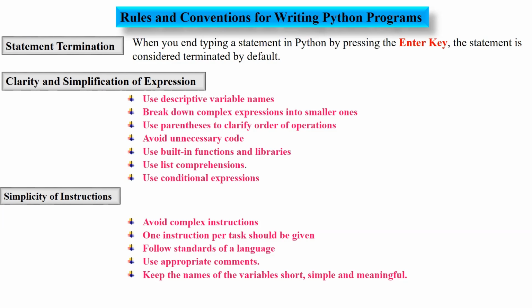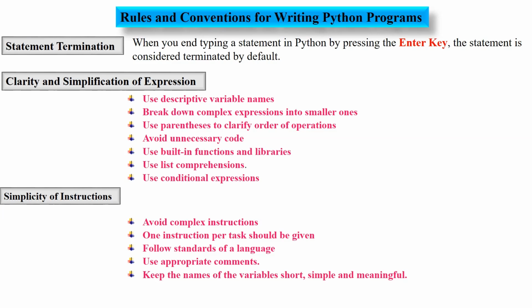Next is, break down complex expressions into smaller ones. Instead of writing a complex expression in a single line, break it down into smaller expressions that are easier to read and understand. This can also help you avoid errors in your code. Next is to use parentheses to clarify order of operations. Use parentheses to clarify the order of operations in complex expressions. This can help prevent confusion and errors in your code.